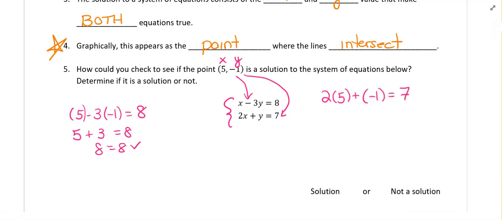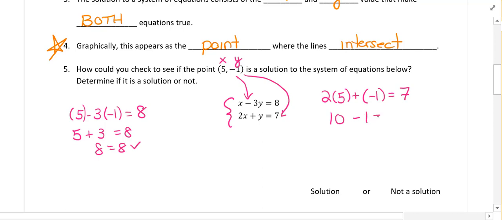2x plus y is equal to 7. I plugged that same x and y into my equation. So now here I get 10 minus 1 is equal to 7. Uh-oh. This is not going to be a true statement. So even though my point was a solution for my first graph, it was not a solution for the second graph. So therefore, it's not a solution of the entire system of equations.